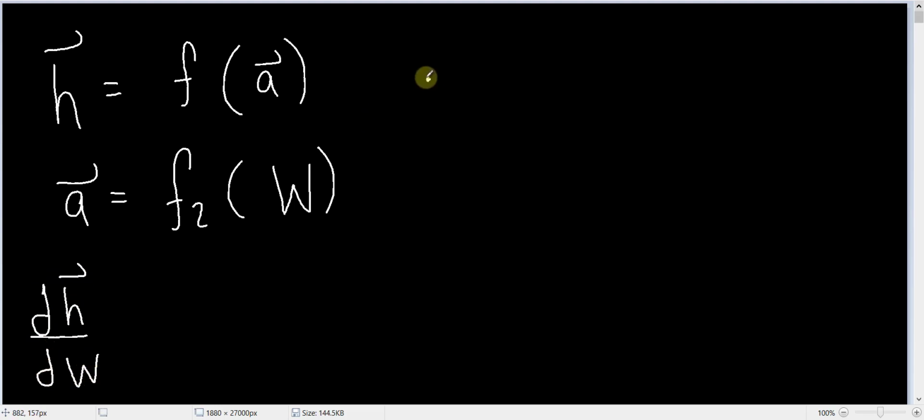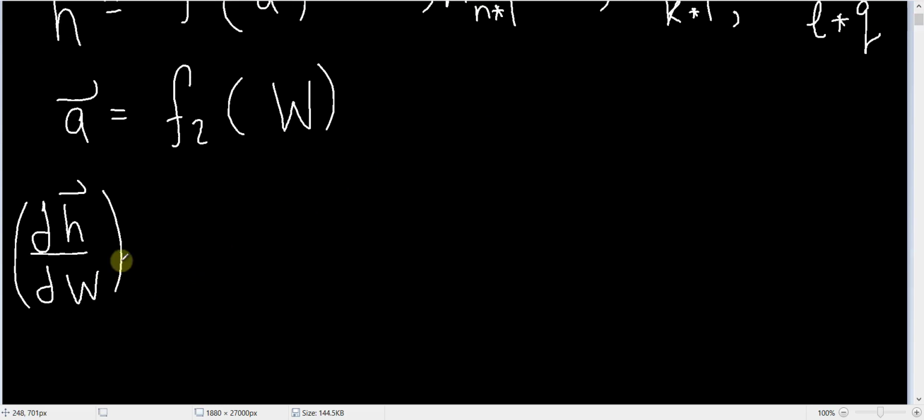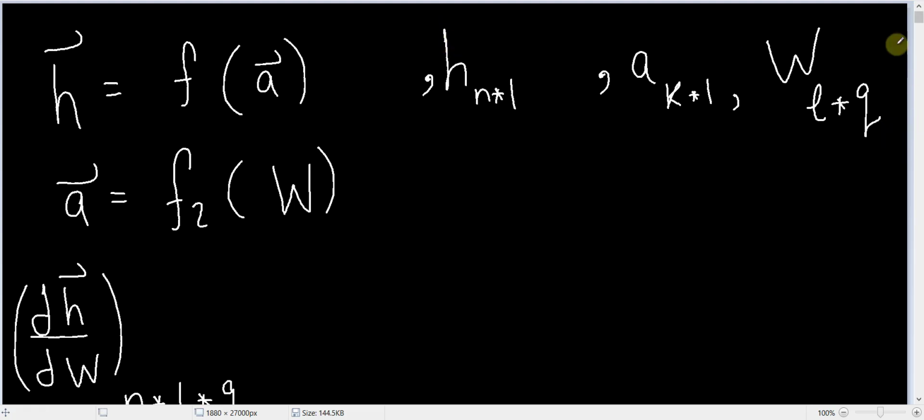So in general, the vector h might be an n by 1 vector. The vector a might be, let's say, a k by 1 vector, and the matrix W might be, let's say, an L by Q matrix, and you want to get dH by dW. Now we expect this quantity right here to be actually a tensor having dimensions of n by L by Q in 3 dimensions, because you have n components in this h vector, and so you expect this to happen like this.